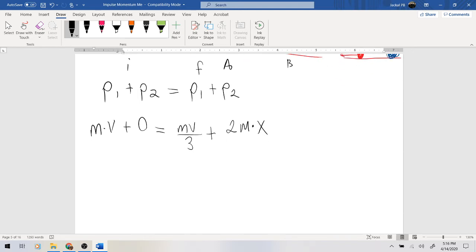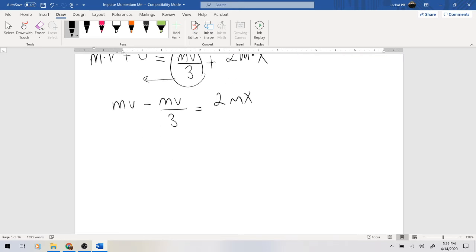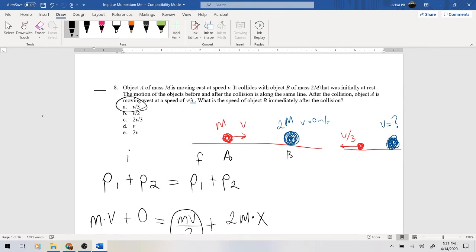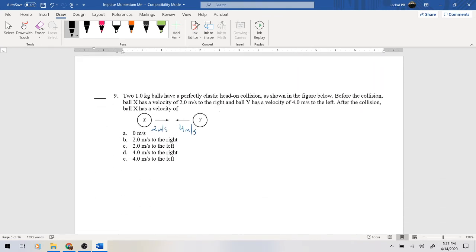So if you would like to rearrange the equation, you have mv over 3 on this side, so you move it to the other side. So mv minus mv over 3 is equal to 2mx. If you do the math, 2mv over 3 is equal to 2mx. Then the 2m's will cancel out, so your x will be v over 3. Since it's positive, it's going in the right direction.